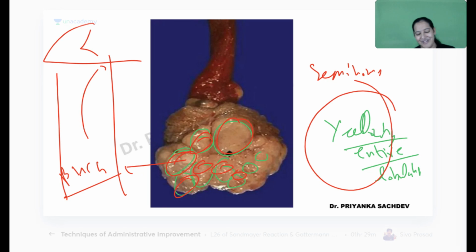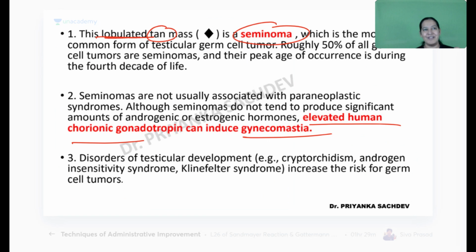Give me a thumbs up. Everyone give me a thumbs up. Have you got it? Have you got it? That is the thing. And third thing, cryptorchidism is one of the main risk factors.